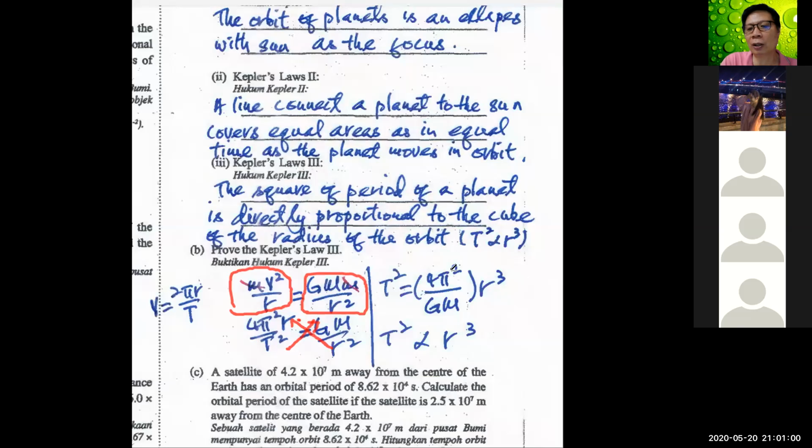This is a constant now. 4 pi square over GM is a constant. This is how you prove Kepler's law equation, T square proportional to r cubed.